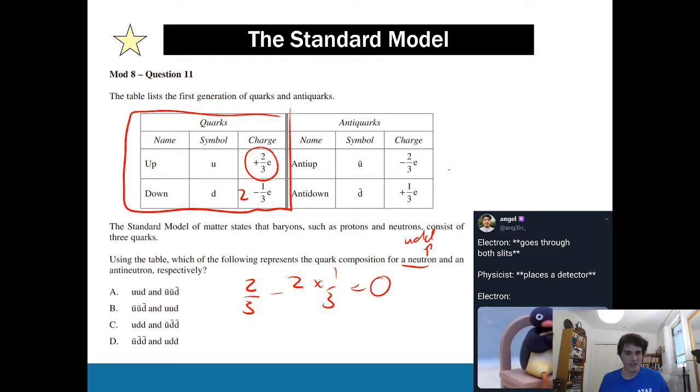And then in order to find an antineutron, well, the antineutron is just the same as the neutron. It's just made up of antiparticles. So it's going to be all of the respective antiparticles, right? So it's going to be the anti-up and then two anti-down quarks. Now, because we're looking for the neutron and the antineutron respectively, our first option should be the up, down, down, and then the second option should be the anti-up, anti-down, anti-down, and so our answer is going to be C.